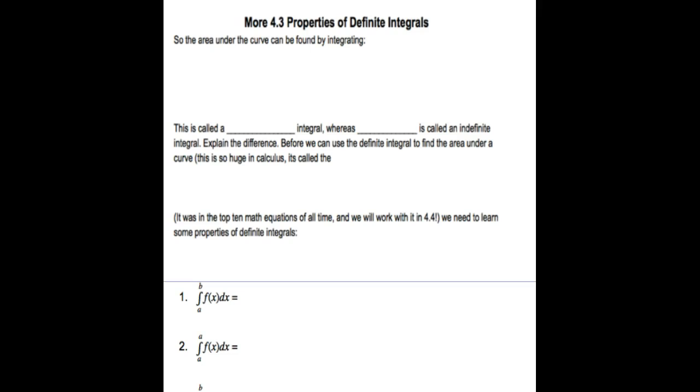So let's move along here. The area under the curve we are noticing can be found by integrating with these limits of integration that are on some closed interval from a to b, and we've been calling our function generally f of x, but again, that's arbitrary. It could be called anything. We call this a definite integral.